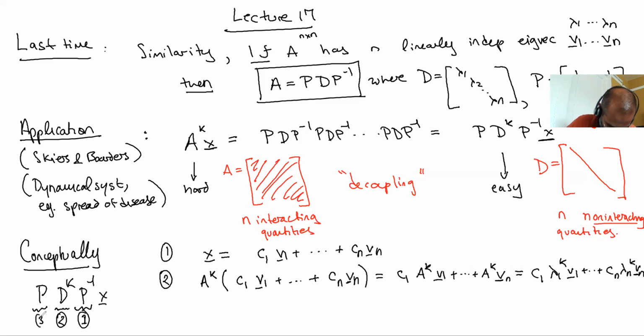And then what's the interpretation of step 3? Well, step 3 is you now add all these back together to form the linear combination. So A to the k x is now just equal to this linear combination.